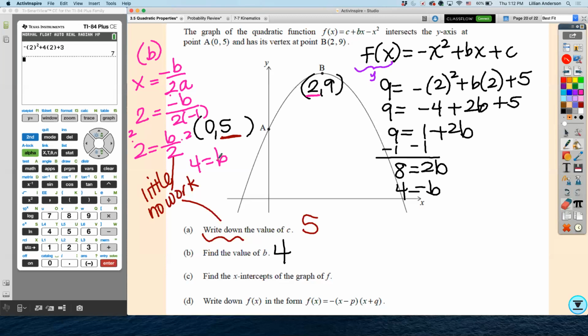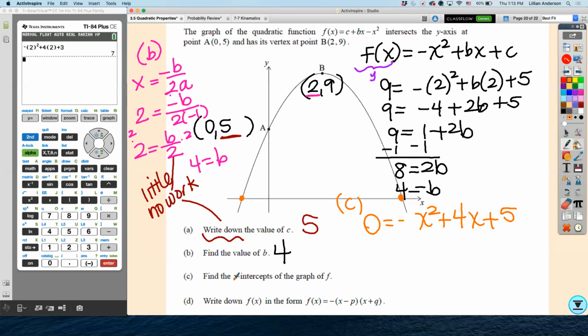Now to find the x-intercepts of your graph. Your x-intercepts are nothing but the points on the graph where y is equal to 0. So set y equal to 0, and then you can factor. Because if you can factor it, you'll be able to find your x-intercepts. Or if you want, you can use your calculator. Doesn't hurt.